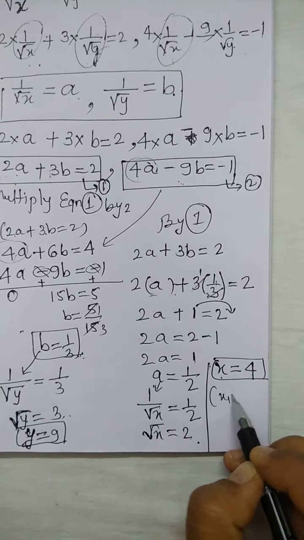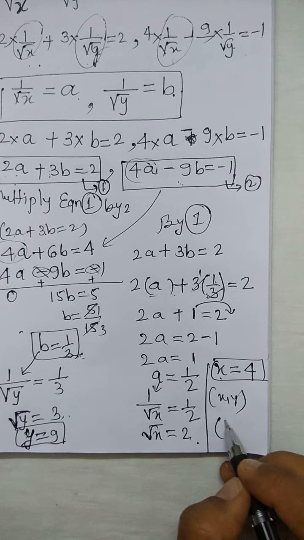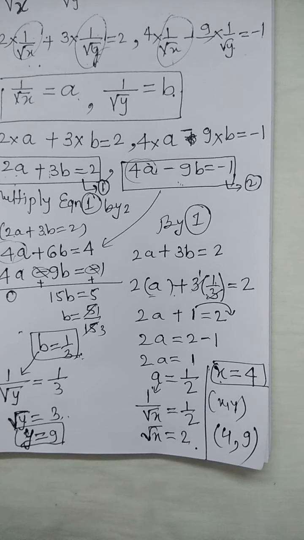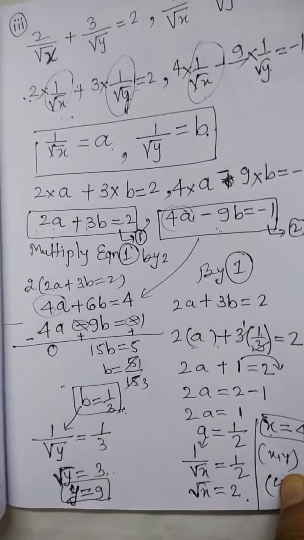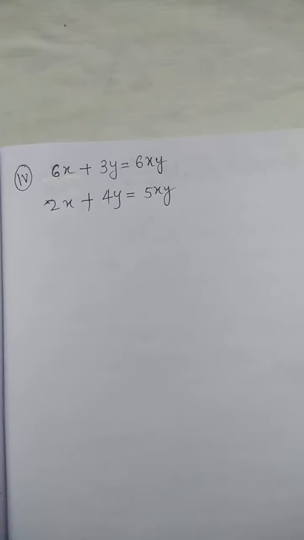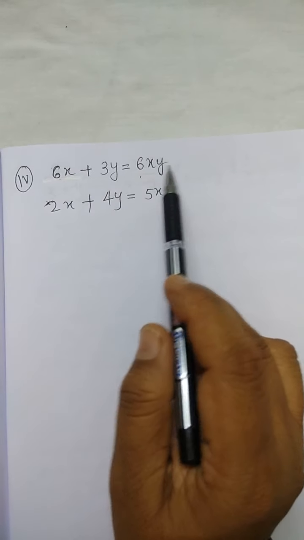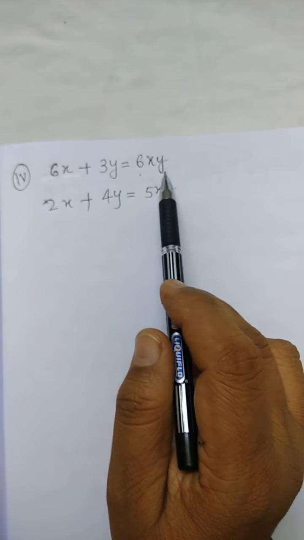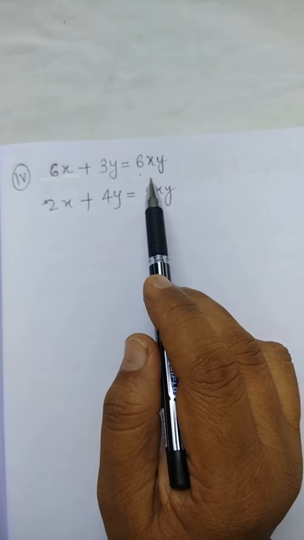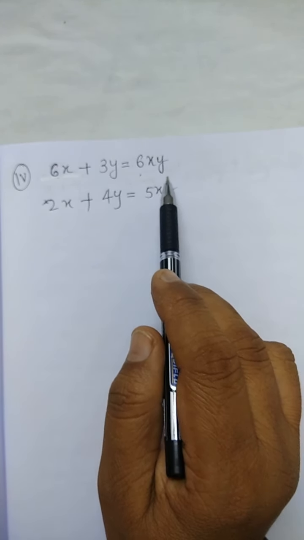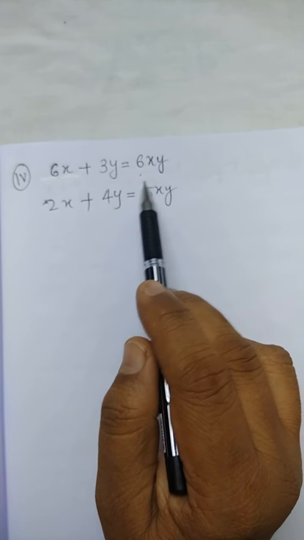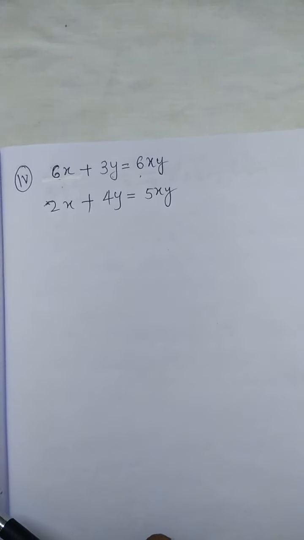So what is the solution? x is 4, y is 9. In this way you have to solve this problem. It is so easy. Let us solve the next question. In this, here the constant term is multiplied by xy. So how we have done the first problem, like that we have to do. What will you do? You divide all the terms by xy. So let us begin.